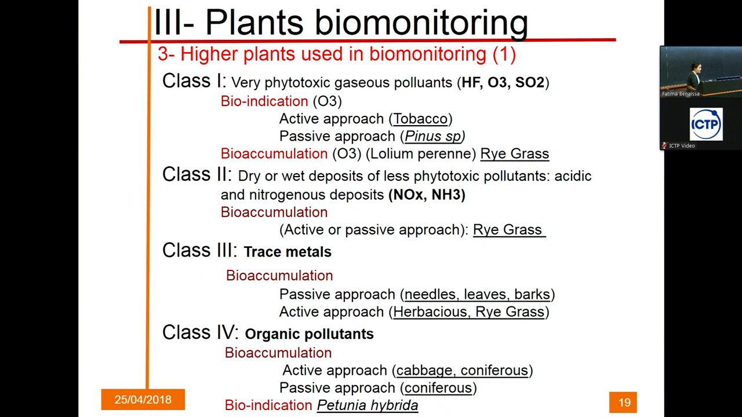The second class is less phytotoxic, so nitrogen oxides. We have many studies that studied the effects of these two pollutants in ryegrass with passive or active approaches. And we have the fourth class, whose pollutants are less dangerous and less phytotoxic. So we use Petunia hybrida as a bioindicator of polycyclic aromatic hydrocarbons.